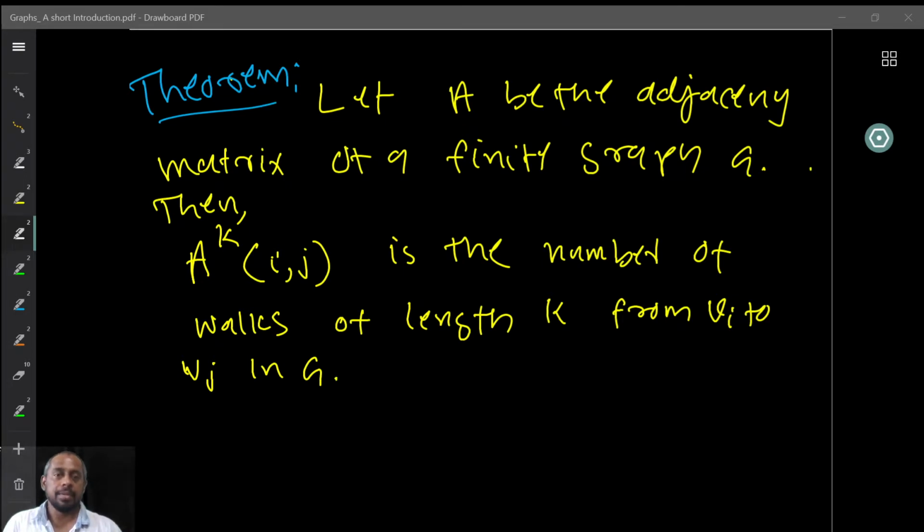We have the following theorem. Given a graph G and its adjacency matrix, let's say A, then the ijth entry of the kth power of the adjacency matrix gives the number of walks of length k from the vertex vi to the vertex vj in the graph. So if you take the adjacency matrix and take the kth power, then the ijth entry gives you the number of walks of length k from vi to vj. We can easily prove this using the matrix product.